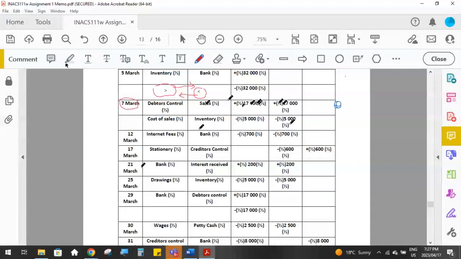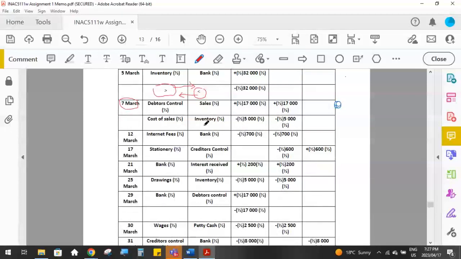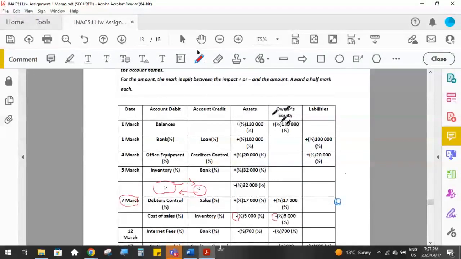Then we also have to record the fact that I took some inventory out of my asset account, inventory, and I recorded an expense, cost of sales. Cost of sales is an expense account, so my expense is increasing. When an expense increases, it decreases owner's equity. And when my asset inventory decreases, it decreases, sorry, I've got the wrong columns. This is the owner's equity column here.